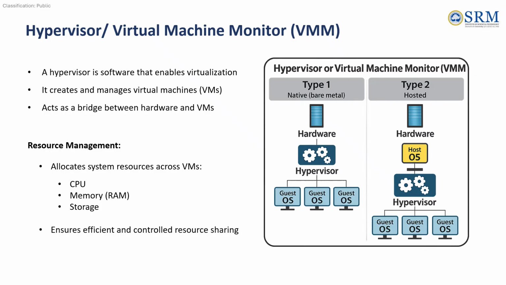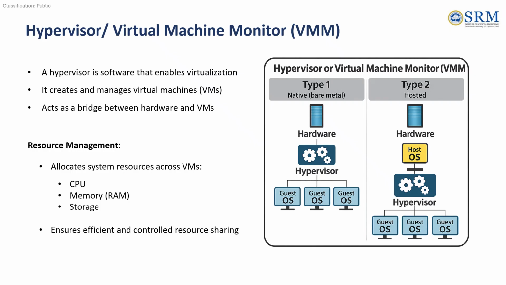Next, we will look into the hypervisor. A hypervisor, also called a virtual machine monitor, is the software responsible for enabling virtualization. Its main role is to create, manage, and monitor virtual machines. It acts like a bridge between the physical hardware and the virtual machines running on top of it. The hypervisor allocates important system resources such as CPU, memory, and storage to different virtual machines based on their requirements. In this way, multiple virtual machines can share the same hardware efficiently and in a controlled manner.